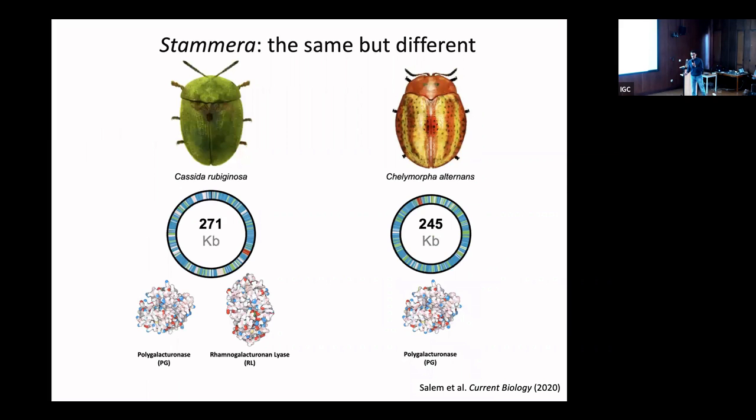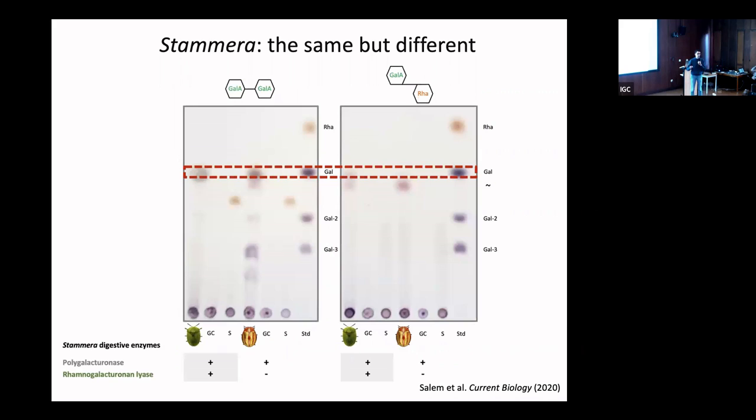And we took these two representative lineages of beetles, Cassiter vaginosa and Chelomorpha ultramens. One of them derives two classes of pectinases, the other a single class. And we looked at how these beetles are able to deconstruct different plant polysaccharides. And what we found was that when we consider the homopolymer of pectin, both have a symbiont that supplements polyglucuronase. And as a result, we find that both beetles are able to monomerize the homopolymer of pectin.